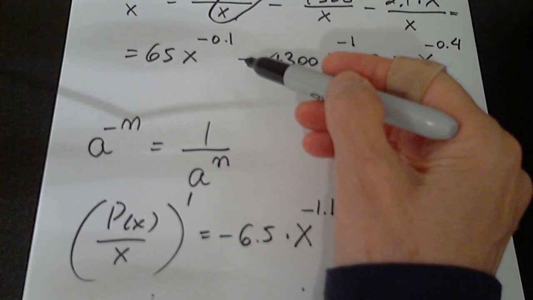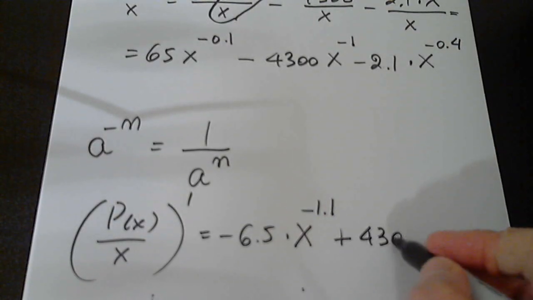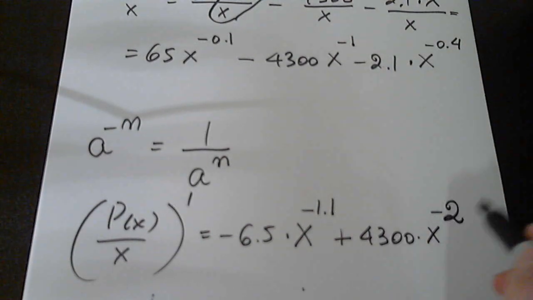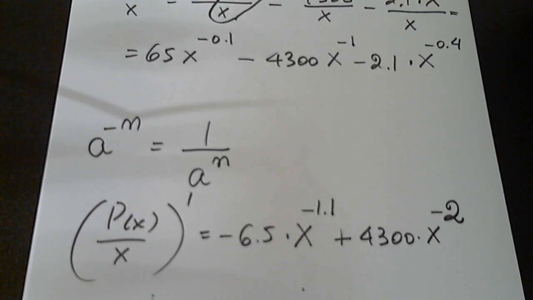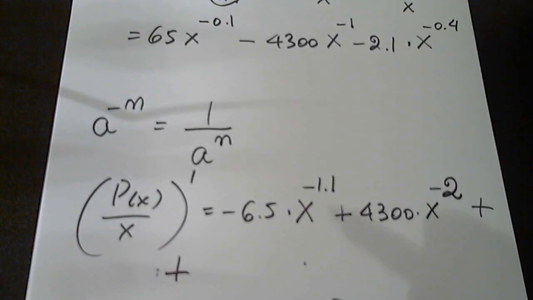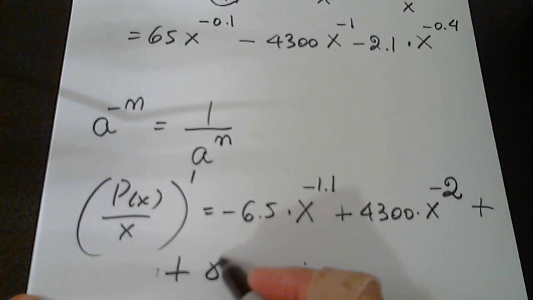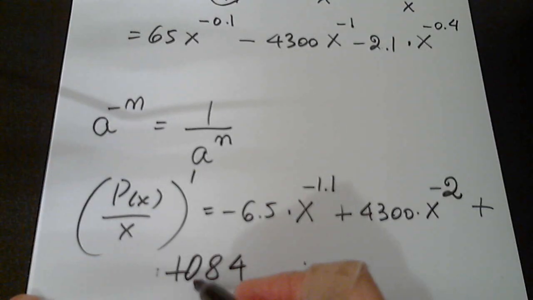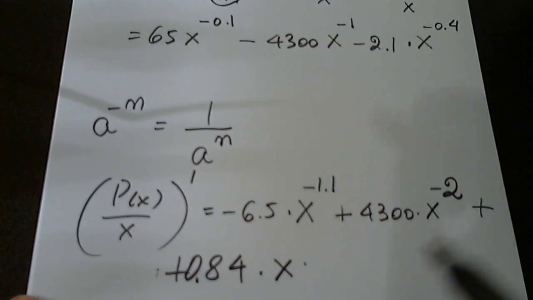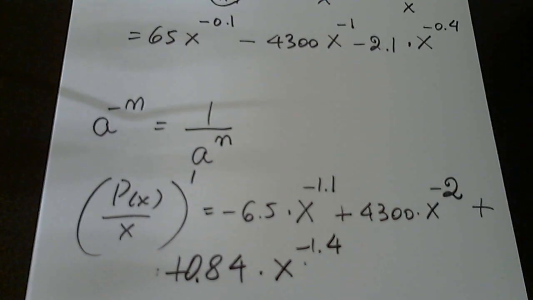I bring down the power, so it's positive now, 4,300 times x to negative 1 minus 1, which is negative 2. Okay, now I bring down the power, so it becomes positive again. So I get 84, and I have 2 decimal digits, so 0.84 times x to negative 0.4 minus 1, which is negative 1.4. It wasn't a nice situation. Not too friendly, I would say.